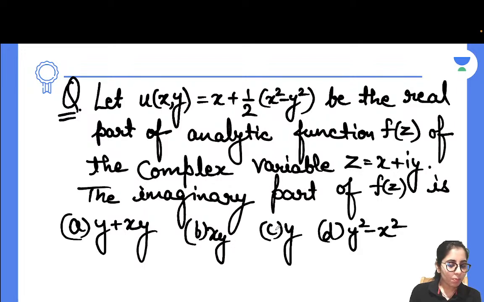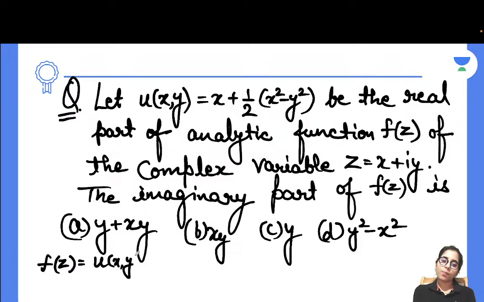Okay, even let me just start the discussion about it, guys. So basically, let u(x, y), u is generally going to be the real part, and here they have further mentioned, let u(x, y), which is x plus half x square minus y square, be the real part of analytic function f(z) of the complex variable z is equal to x plus iota y. The imaginary part of f(z) is what? That's what we have to find, right? So you know that f(z), the function of z, we generally take as u(x, y) plus iota v(x, y).